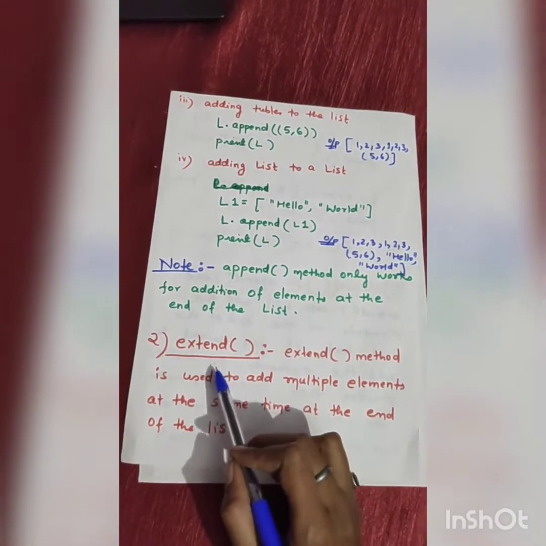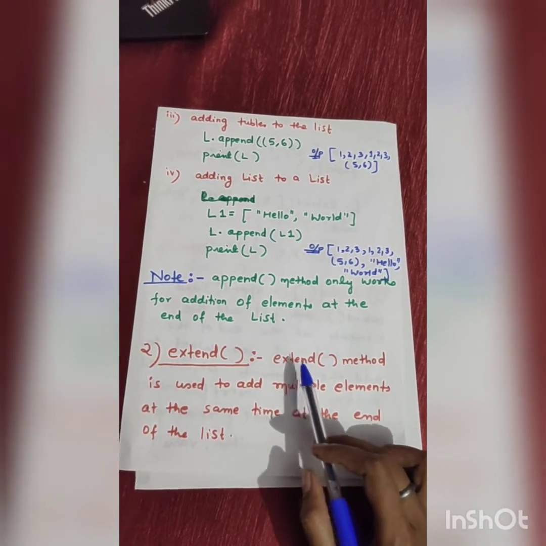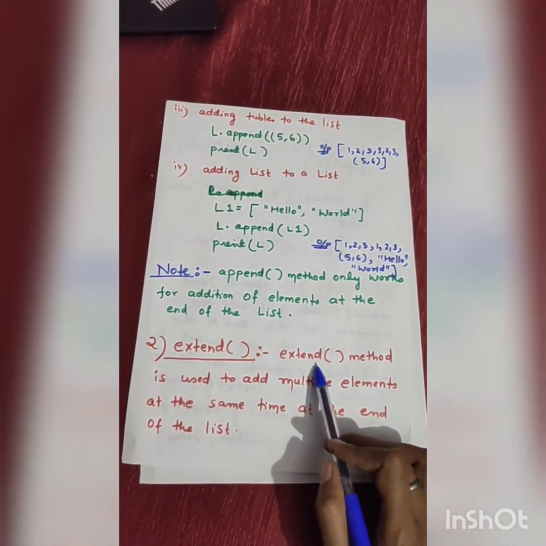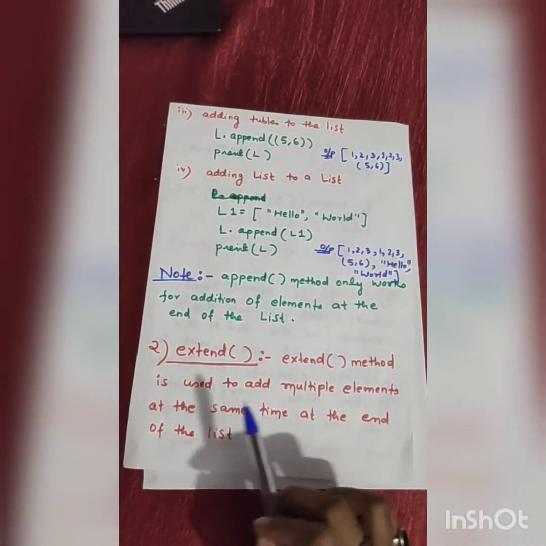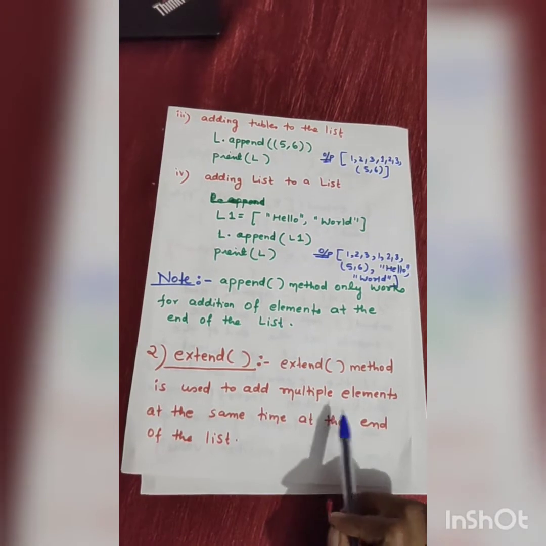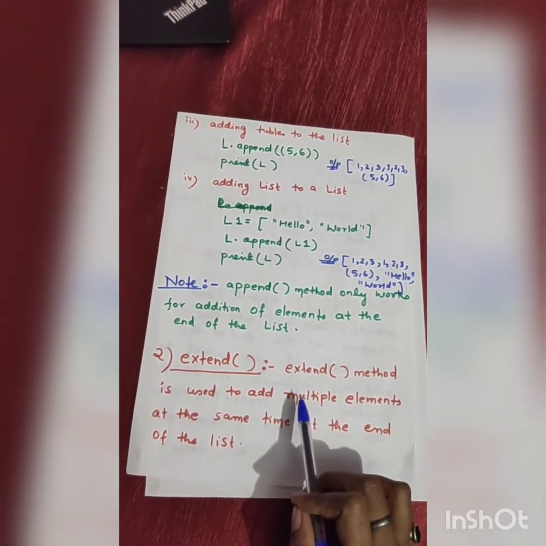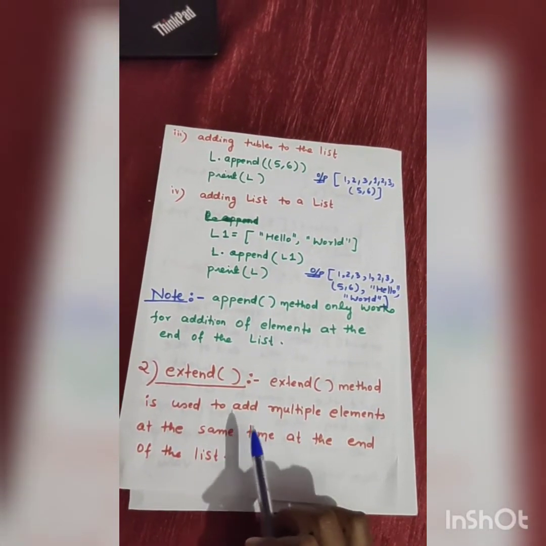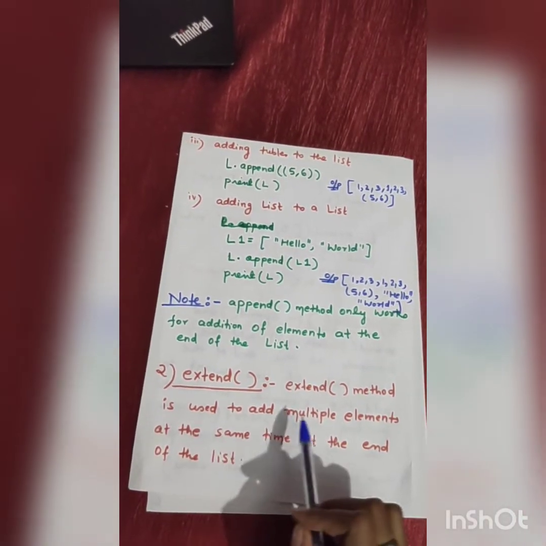Now the second method is the extend method. What is the difference between them? Both will add the elements at the end, but the extend method is used to add multiple elements at the same time at the end of the list. That is the difference between append and extend. Extend will add all the multiple elements you have given at the same time at the end of the list.